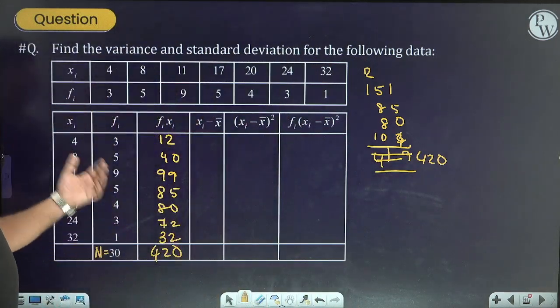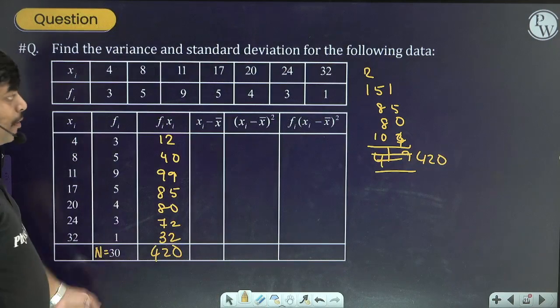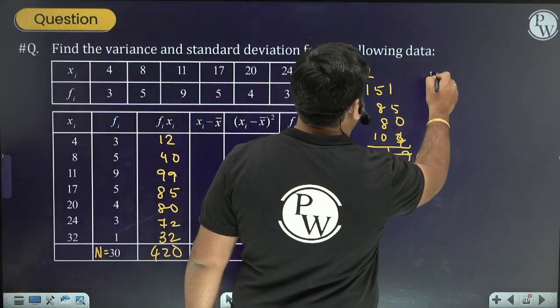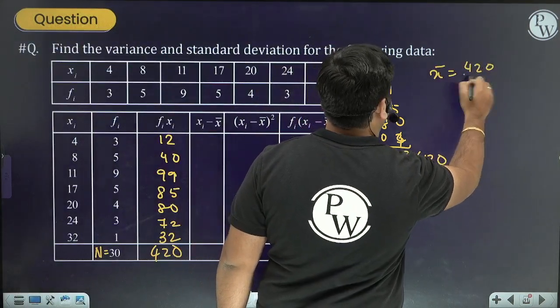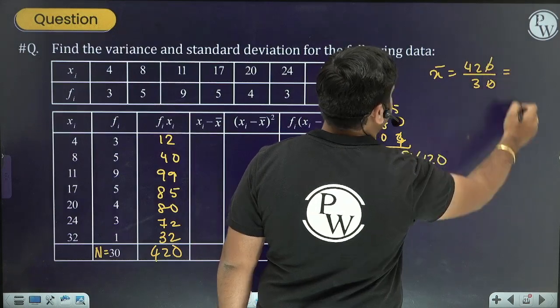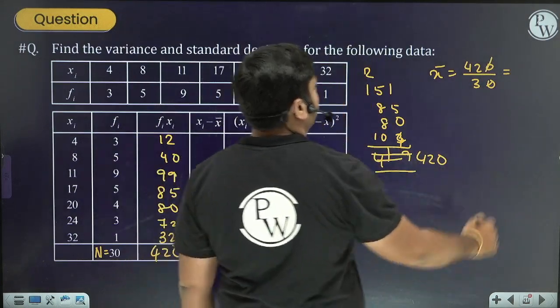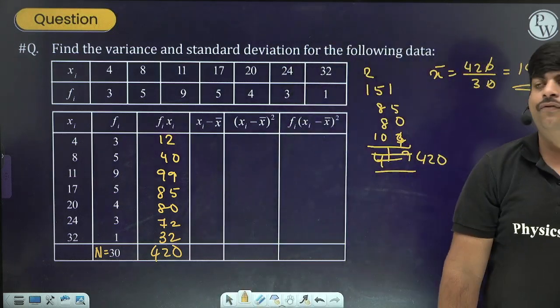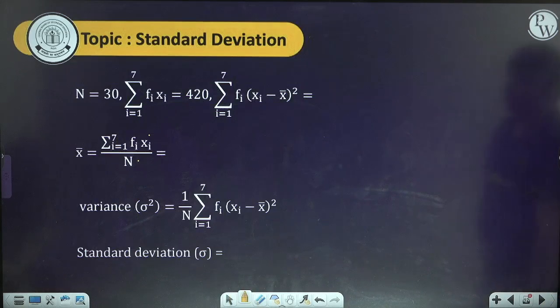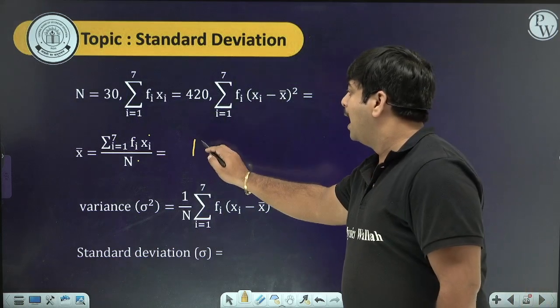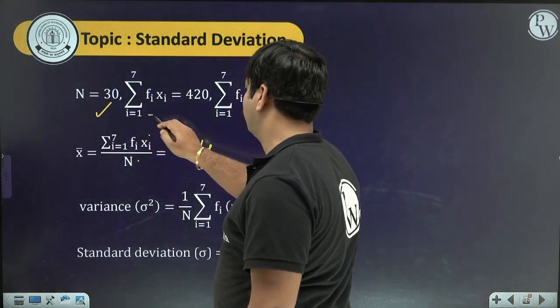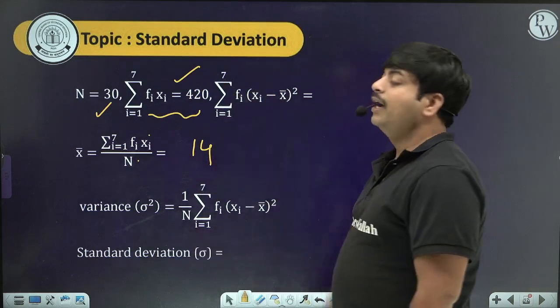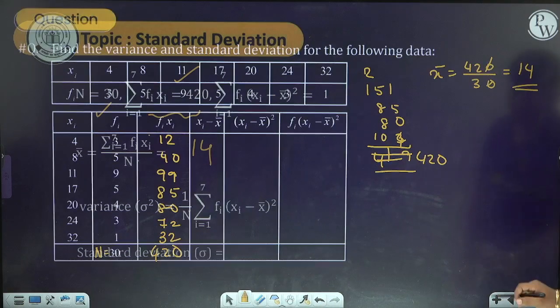So 420 divided by 30 will give you x bar. X bar is 420 divided by 30. So 3 times 14, x bar is equal to 14. So this will be 14, and n is equal to 30. Sigma fi xi is 420, that's correct. Now sigma fi into (xi minus x bar) whole square, that we need to find.